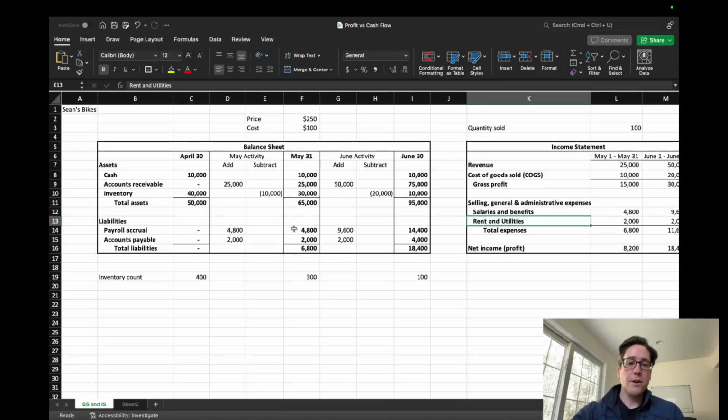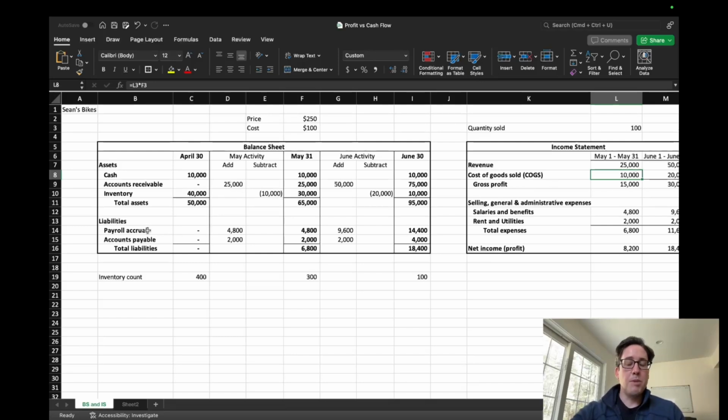So at May 31st, I made some sales, 25 grand. So that's what's coming in here. This is an add to accounts receivable showing my customers owe me 25 grand now. I had $10,000 in cost of goods sold. That's the value of the inventory that I sold. So now my inventory is reduced by that.